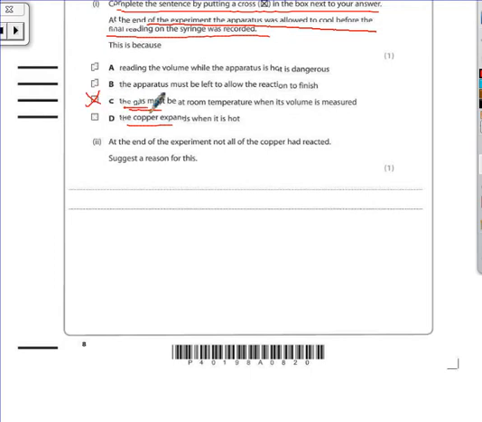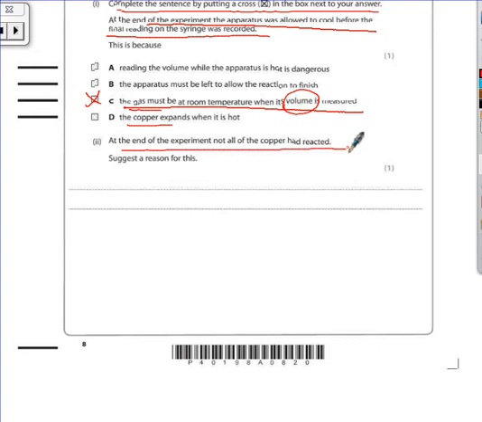So the gas must be at room temperature when its volume is measured. Obviously, because gases expand when they're hot, so it's going to take up more volume, which is no good. It wouldn't be a fair result. At the end of the experiment, not all of the copper had reacted, which means the copper must have used up all the oxygen.